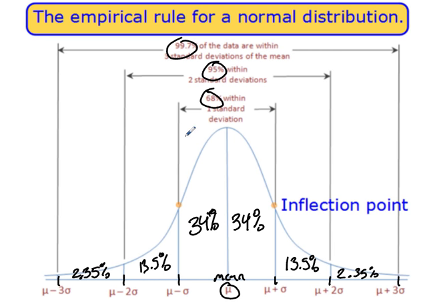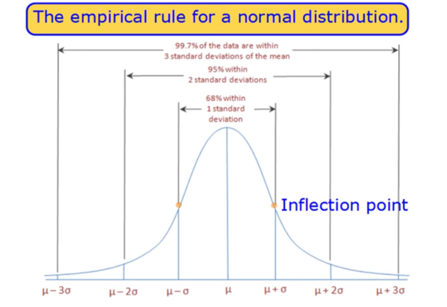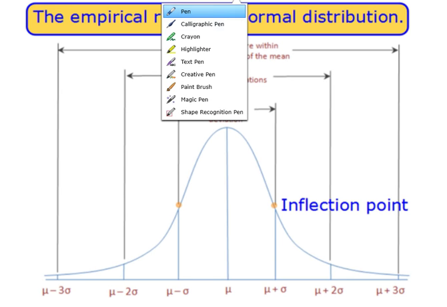So again, between the first two adds and subtracts is 68%, between the second two adds and subtracts is 95%, and then between the third add and subtract is 99.7%. Another thing that it's important to realize is that you can also cut this curve in half.